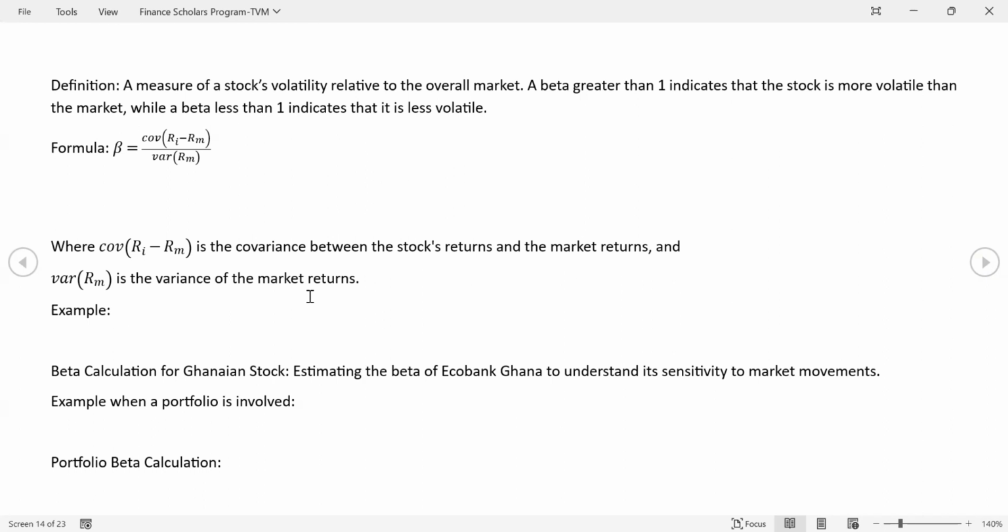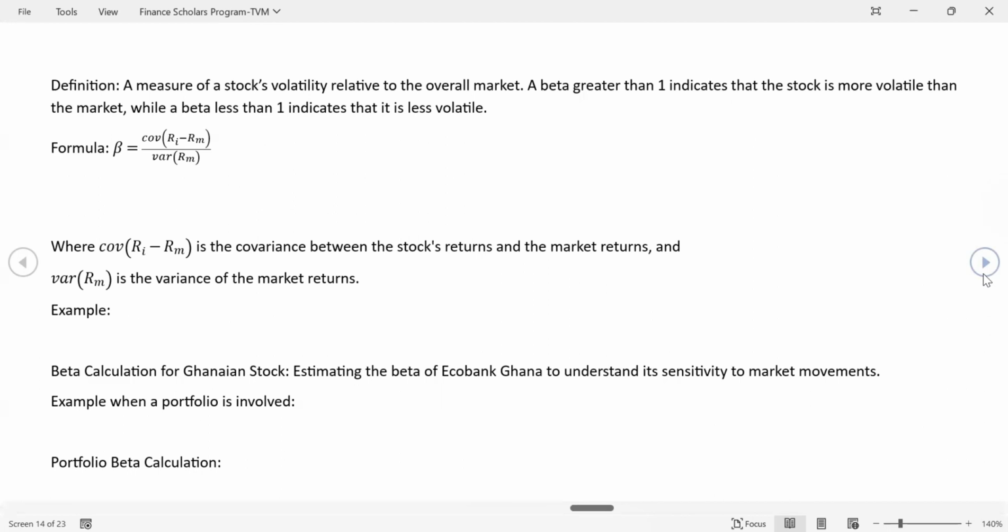We can just get it in the book. So if you know the covariance and the variance, then you can easily calculate the beta. But if you're supposed to calculate the variance of the returns of the market, then you would have to go to the right formula to do that.